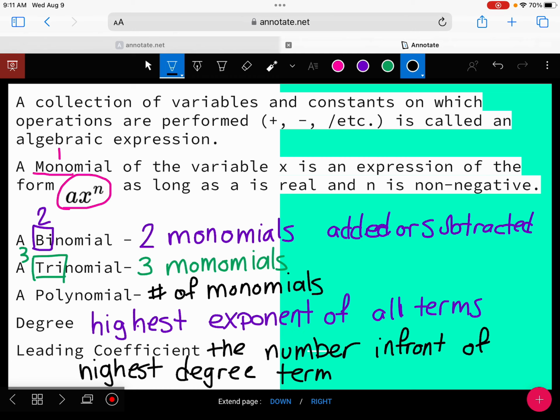Even if they're not in the right order. So if we have one that's kind of scrambled, say we had 2x squared plus 7x to the 5th minus 3x cubed. Even if they're all scrambled, our degree is still the biggest exponent. So our degree is 5, which means the leading coefficient is 7. Okay, so it's all about that biggest exponent.